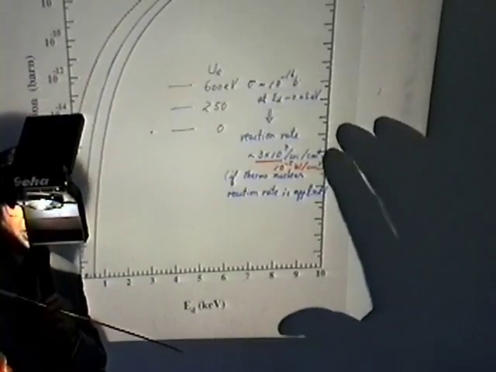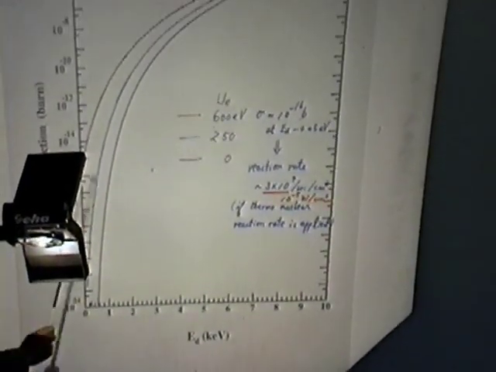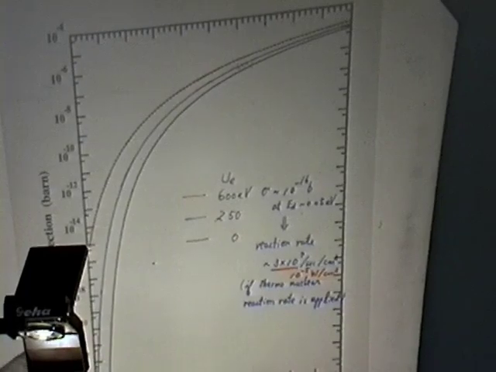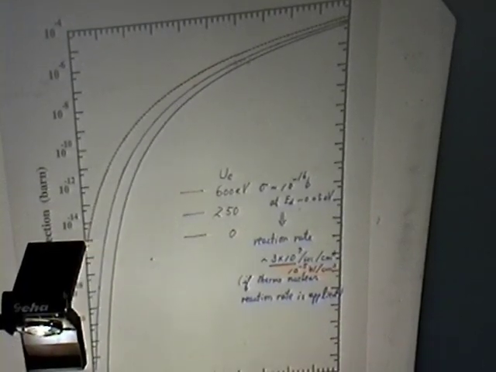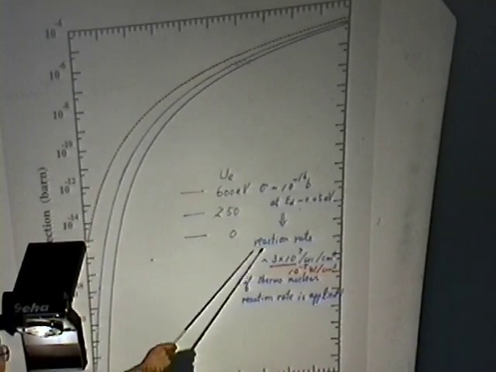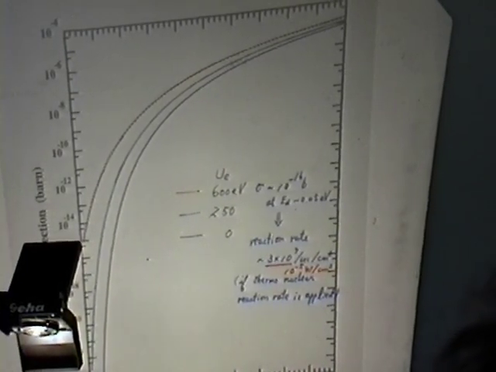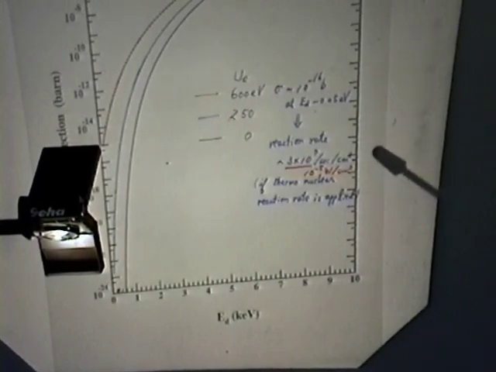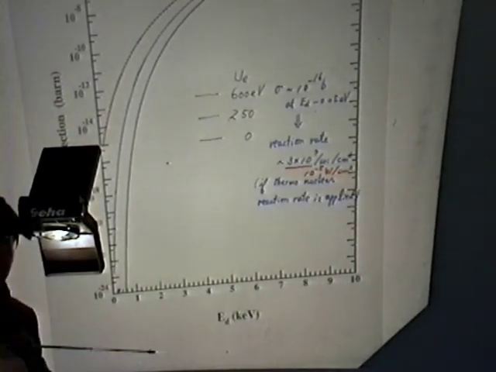If the screening energy is some 600 electron volt, our estimated cross-section is drawn by a red line. And you see for the thermal energy, room temperature energy, the cross-section is something like 10 to the minus 16 barn. And the reaction rate is 3 times 10 to the 7 per second per cubic centimeter, if we can apply the thermonuclear reaction rate formulation for this case.